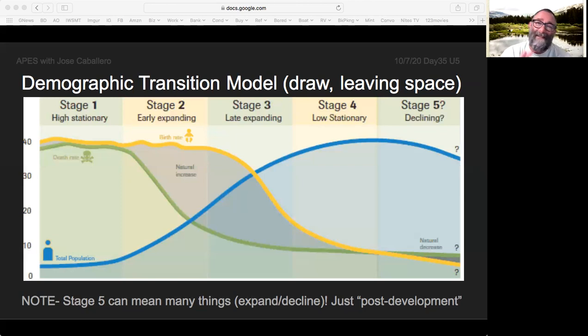And like I said at the beginning, stage 5 can mean different things. It's just what happens after a demographic transition. And technically, you can see that there's question marks on this diagram, right? You could see them going down. You can actually see populations going up. All the variables can go up in the air. So we're going to skip stage 5 for now.